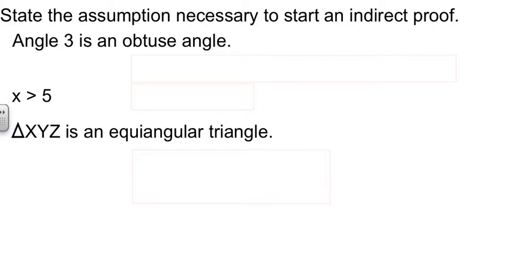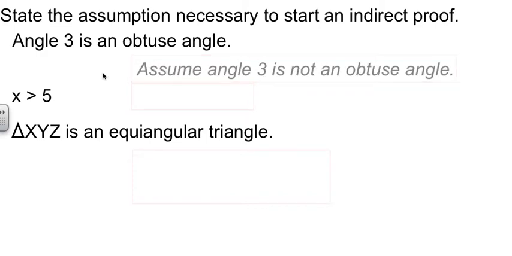They're going to ask us to state the assumption necessary to start a proof. We're not actually proving anything yet. We're just saying what the assumption would be. So if they gave me a statement, angle 3 is an obtuse angle, I want to assume something that's the opposite. So I would say, assume angle 3 is not an obtuse angle.